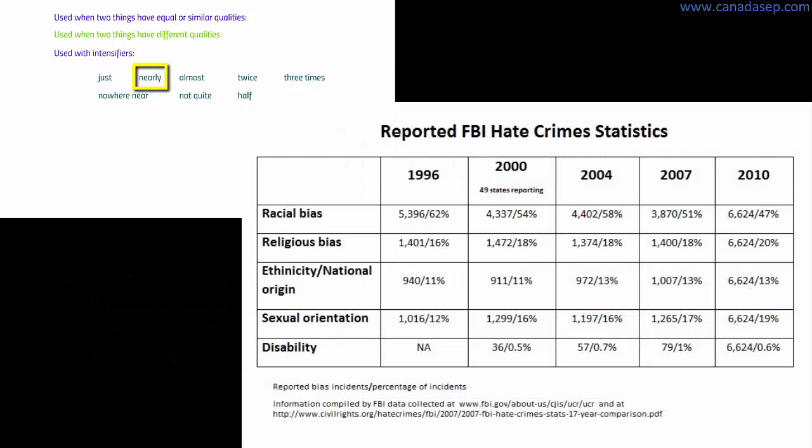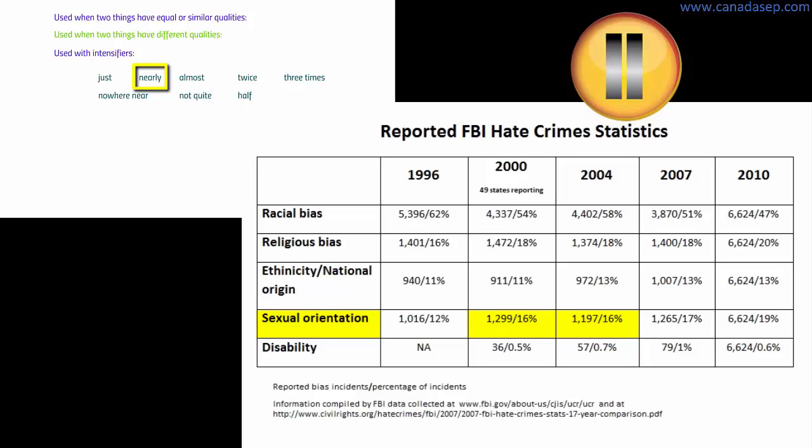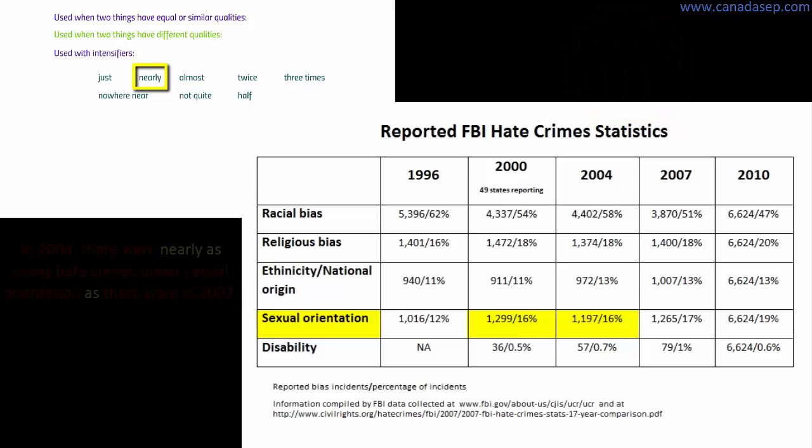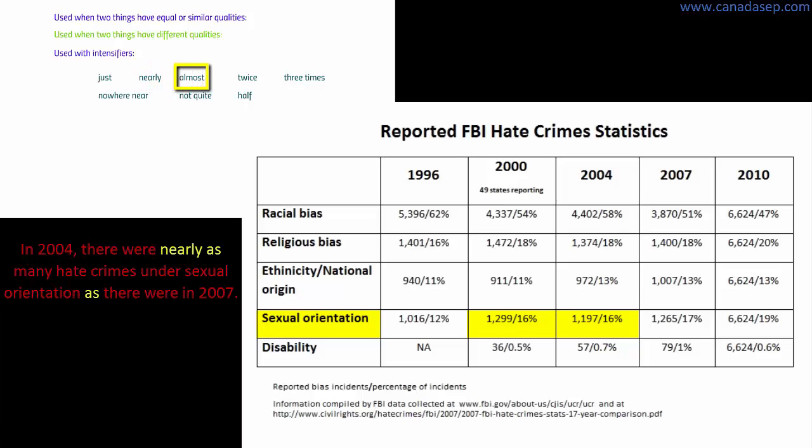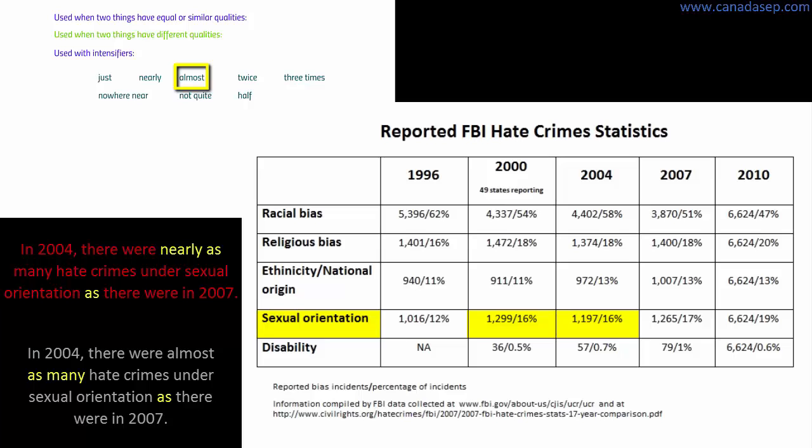Next one. In the following table, compare hate crimes in the category of sexual orientation in the years 2000 and 2004. In 2004, there were nearly as many hate crimes under sexual orientation as there were in 2007. Here, you could use almost. In 2004, there were almost as many hate crimes under sexual orientation as there were in 2007.